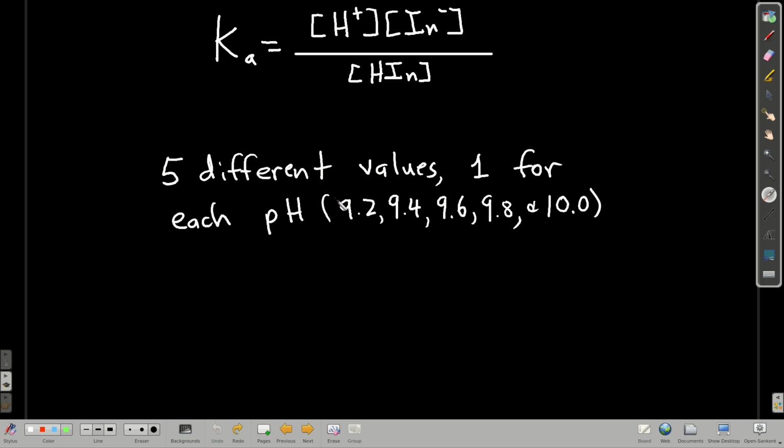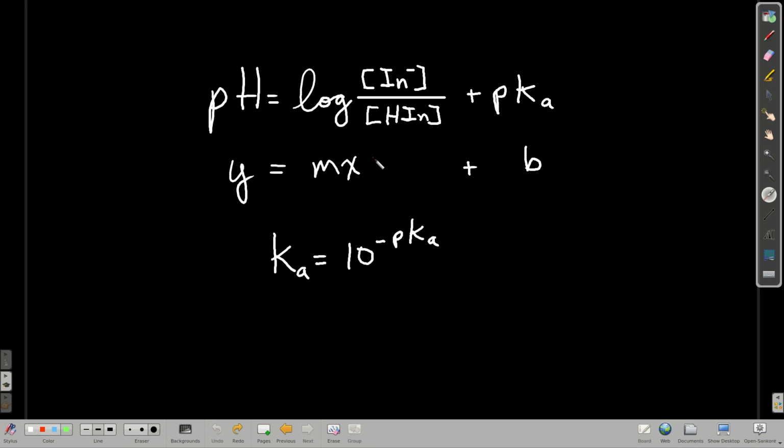So now we have 5 values for the hydrogen ion concentration, this and this. Plug in, you get 5 Ka values. You're just going to take the average of those, and that's what you're going to report for this part of the calculations. Now, the other way we're getting the Ka is with the Henderson-Hasselbalch equation.